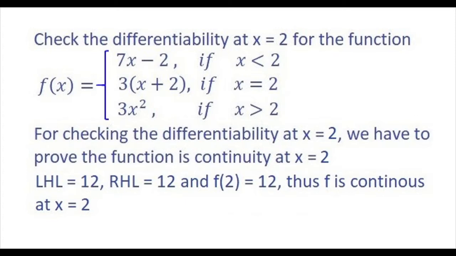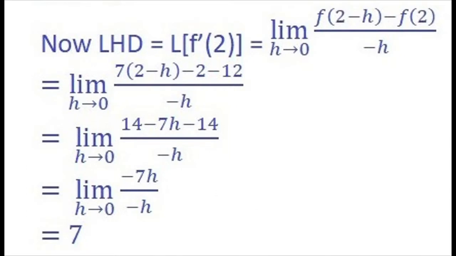Okay, here we are finding LHL at 2. There will be 7 into 2 minus 2, 7 2s are 14, 14 minus 2, 12. RHL will be 3 into 2 square, will be like 3 into 4, 12 again. So LHL equal to RHL, limit exists. Then we are finding f of 2, which is 3 into 2 plus 2, 2 plus 2 is 4, 3 into 4 is 12 again. Thus the function is continuous at x equal to 2.